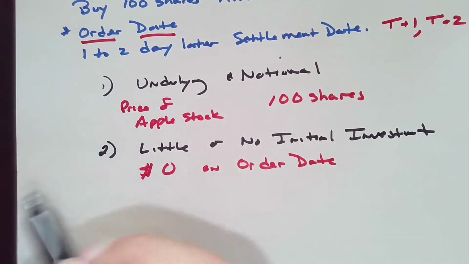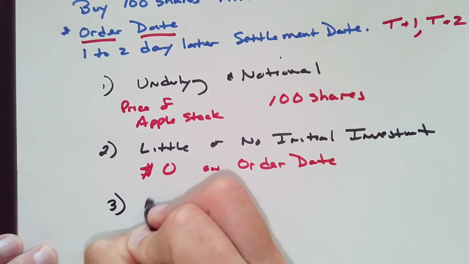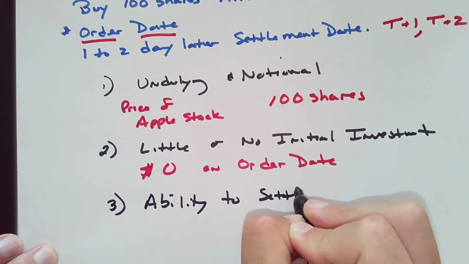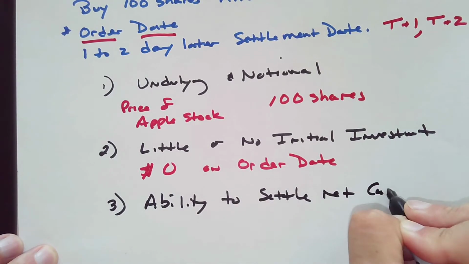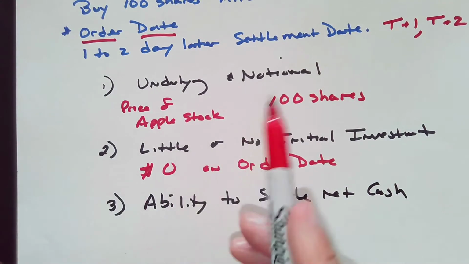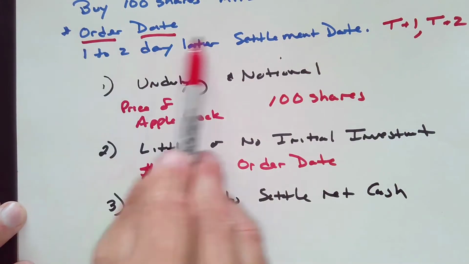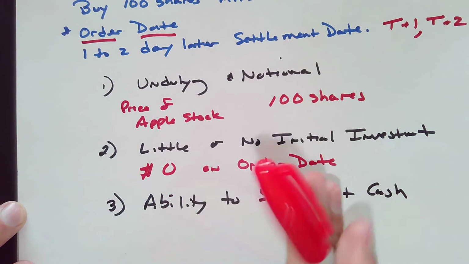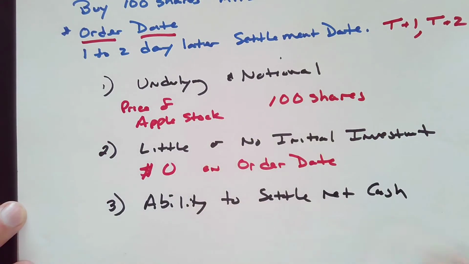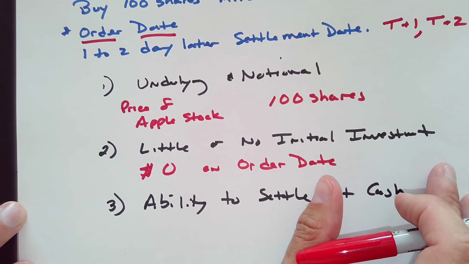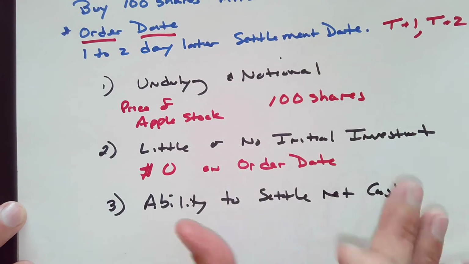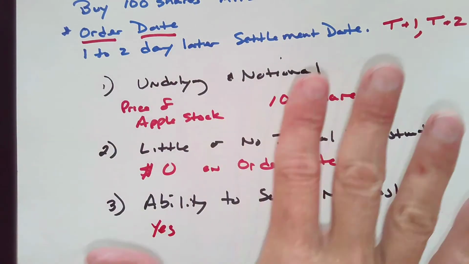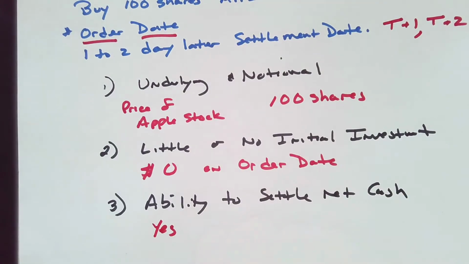The last one is the ability to settle net in cash. On the same day as I do the order date, I could sell my position and just take whatever the net cash proceeds are. I could do that. So there is an ability to settle net in cash. So yes, this qualifies as a derivative because we qualified under the 3 criteria.